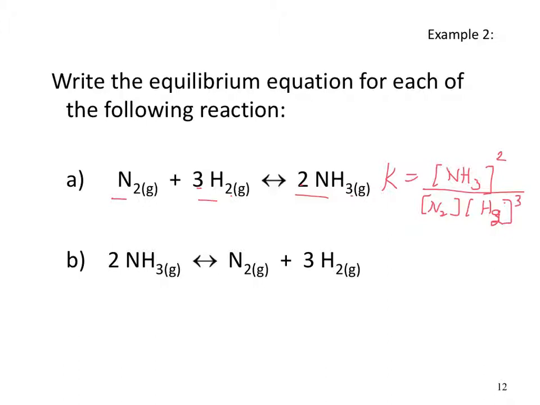That will be the equilibrium constant for the first one, and the equilibrium constant for the second is really the backward reaction of the first one. It's going to look like N2 times H2 raised to the power of 3, over ammonia raised to the power of 2.